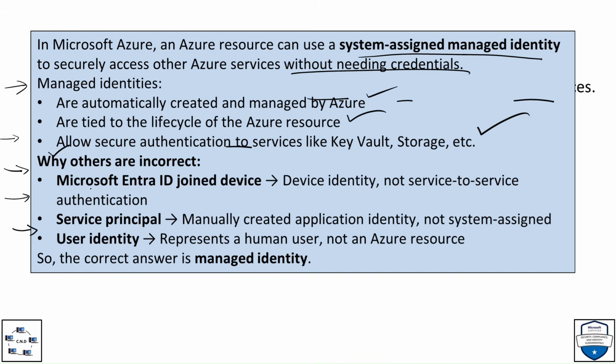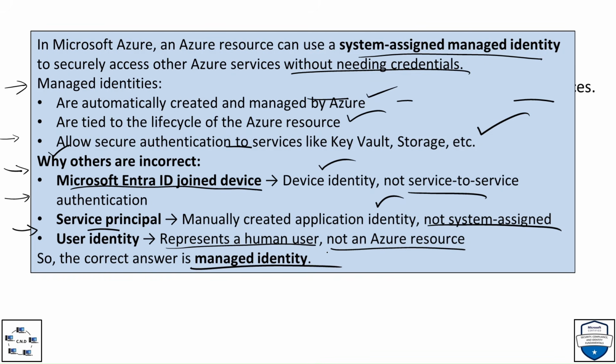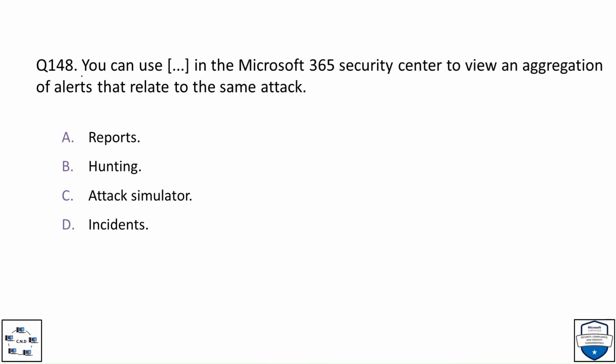So why the other options are incorrect? So Microsoft Entra ID joined device is a device identity, not service to service authentication. Service principal is a manually created application identity, not system assigned. And user identity represents a human user, not an Azure resource. So the correct answer is managed identity.